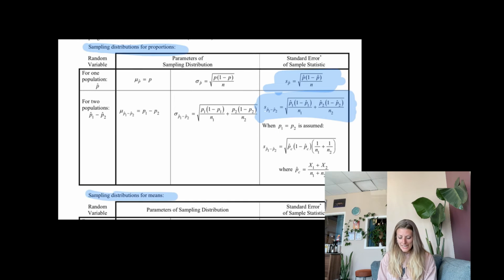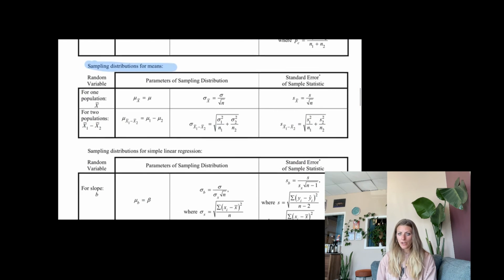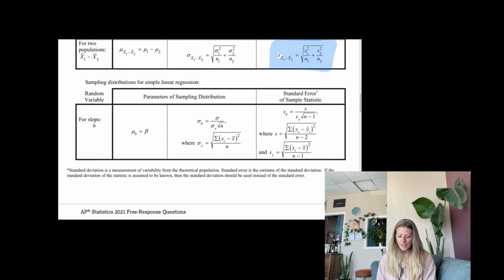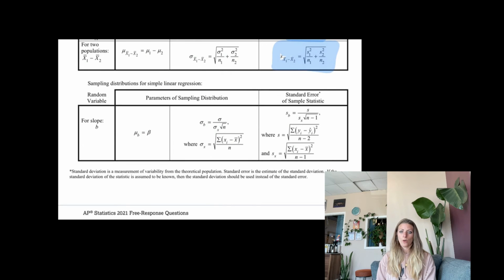If you have quantitative data, then we want to look at the means, standard error of the means. S sub x bar is s over root n. If you have two populations, then this is your standard deviation, or standard error, sorry. And then last but not least, you also have it for slope. So in this case, your test statistic would be lowercase b, little b, minus beta, which would be the true slope of the regression line, divided by the standard error, which is this.